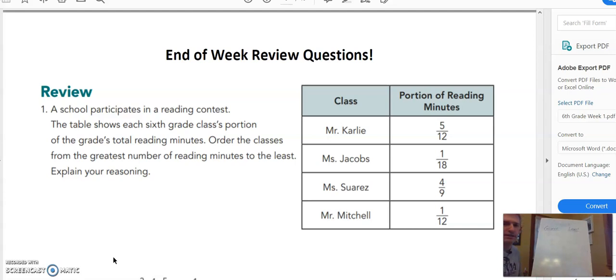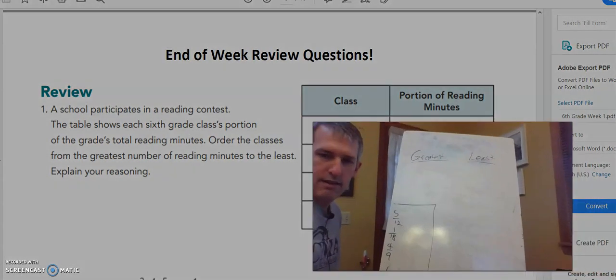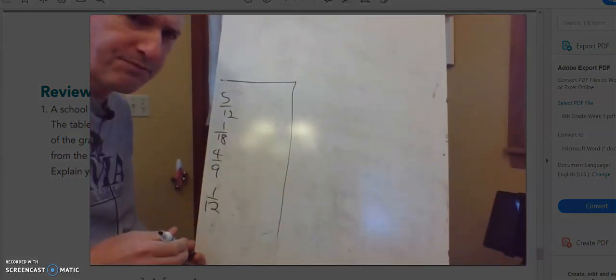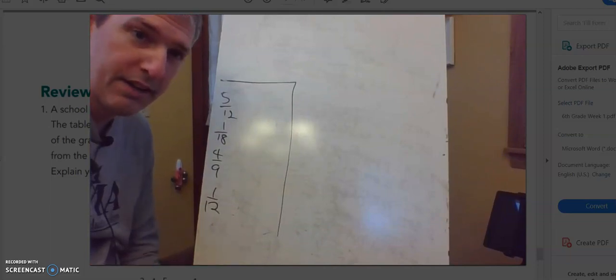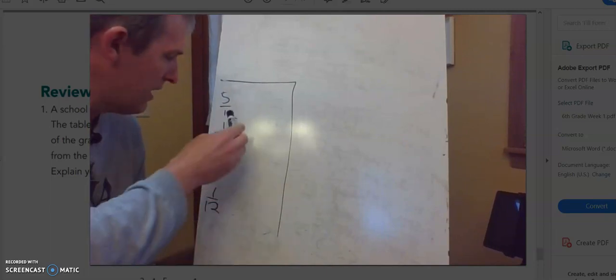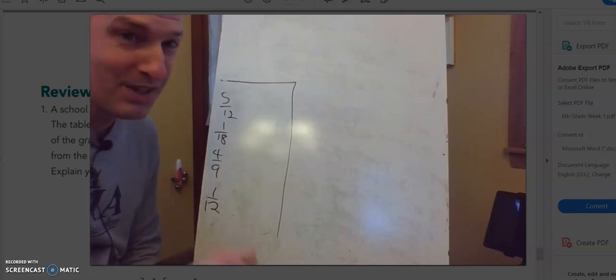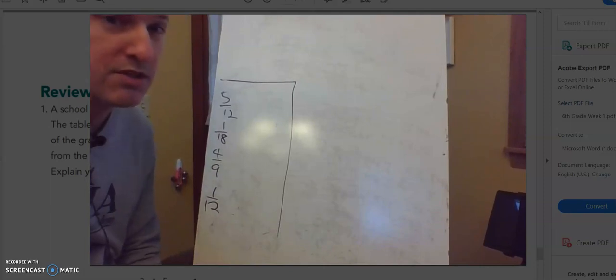All right, so we need to look at this chart and figure out where is the biggest fraction. Okay, so I'm going to write these fractions out here. We have 5/12, we have 1/18, we have 4/9, and we've got 1/12. Let's look at those fractions real quick. We can do several strategies here. We could convert these to decimals if we had a calculator, which we probably do, and then we just compare the decimals. We could find a common denominator for each one of these, but that's going to be pretty big and tricky. But it would be the surest way of doing it.